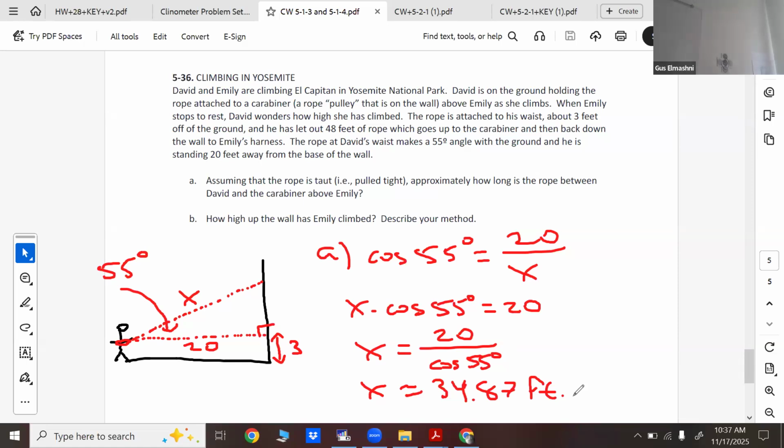34. Right. So what you want to do is subtract that, because they're asking how long the rope is between him and the carabiner. There's some other location where the rope is tied. Exactly, so there's a lot of slack. Here's what it's asking: how much slack is left over?